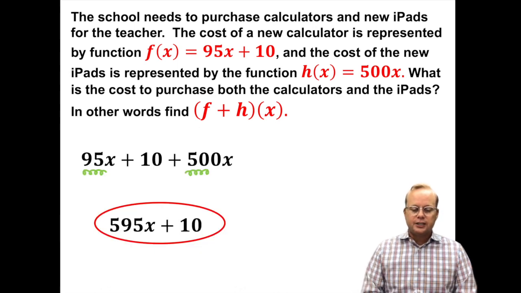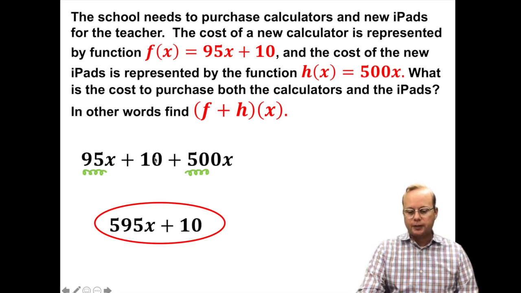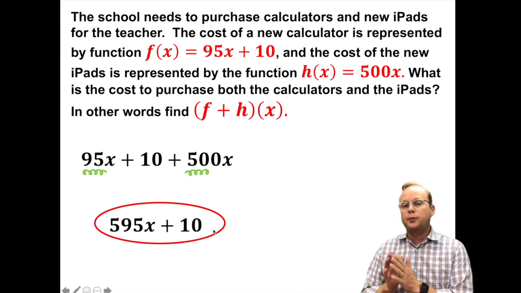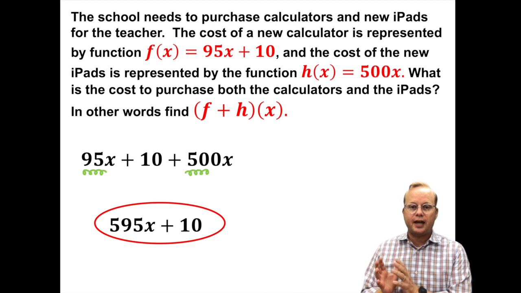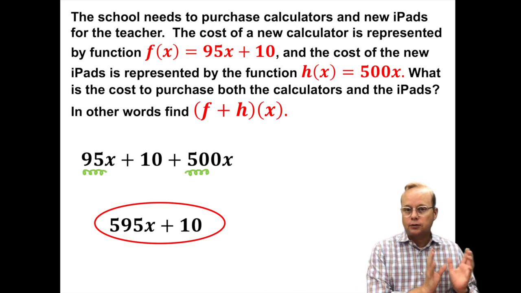Okay. Did you get 595x plus 10? That is combining those two together. Our x values we can combine. Our 10 doesn't combine with anything, so we just write it. And when we're writing these, remember, we always write the variable first. So it's always going to have the x first, followed by the constant or just the number.